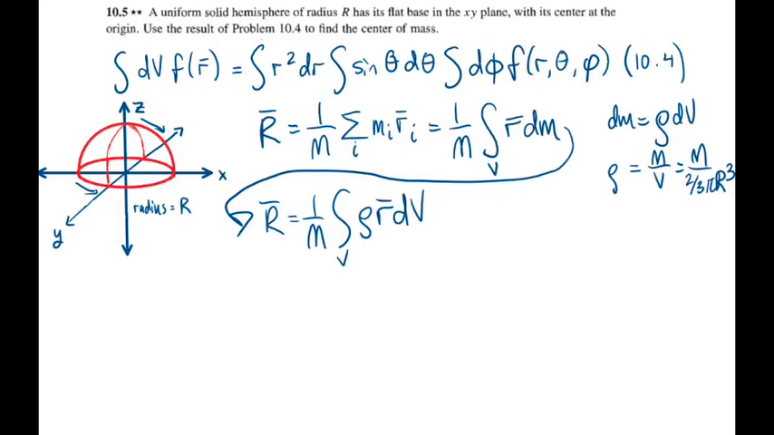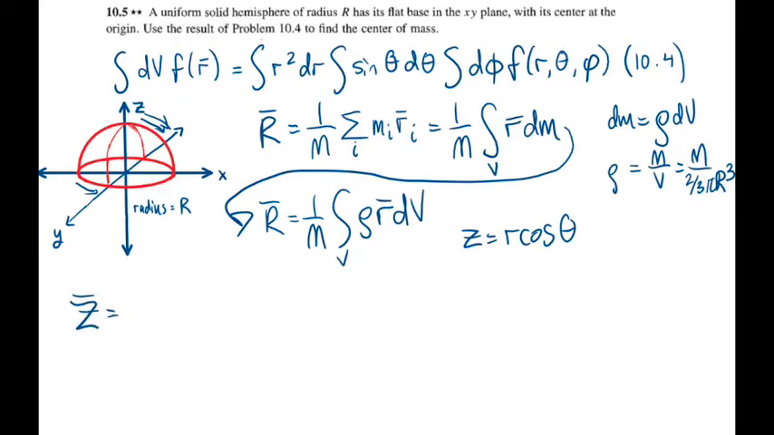We can see by symmetry that the center of mass in x and in y is going to be 0 because the hemisphere is centered at the origin. So we'll only do it in z. Then we will also have to remember, since we'll be doing this in spherical coordinates, that z is equal to r cosine theta, where theta is the angle measured downward from the z-axis. So with that, we're ready to integrate.